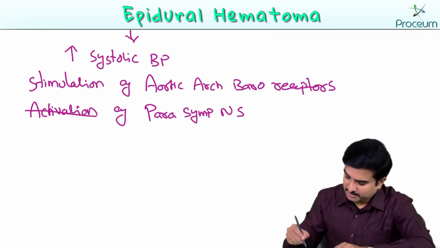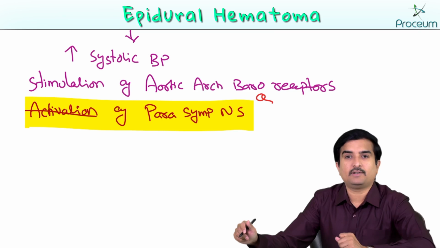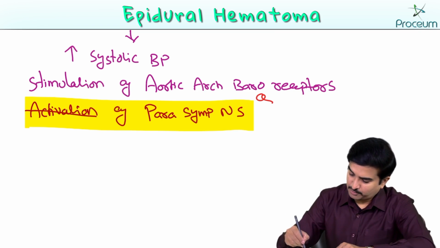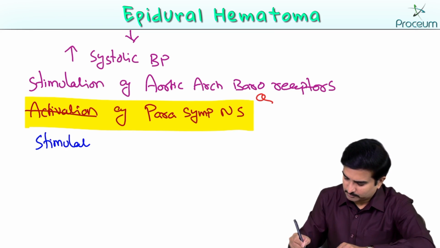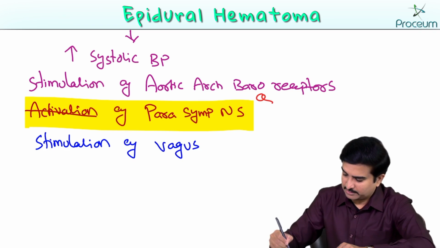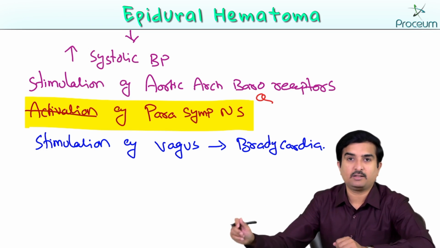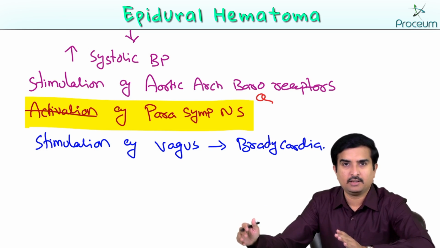When the parasympathetic nervous system gets activated, what will happen? There will be bradycardia because of the vagus nerve. So there will be stimulation of the vagus, that leads to bradycardia. Now, did you understand why there is hypertension first as well as bradycardia later?